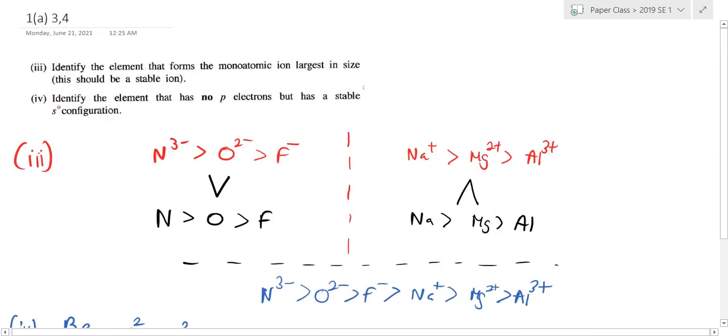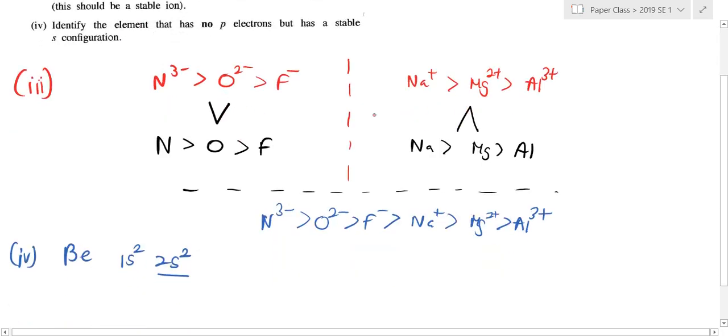Now Roman 3 and Roman 4, 2019, Structured 1. Identify the element that forms the monoatomic ion largest in size. Last week I gave you this short note. If you consider the negative ions of the second row, N3- is larger than O2-, which is larger than F-. Likewise, the negative ions, anions, are larger than the ground state atoms. Compare that with positive ions, cations, and their corresponding atoms.